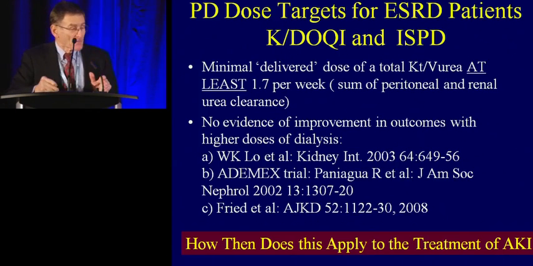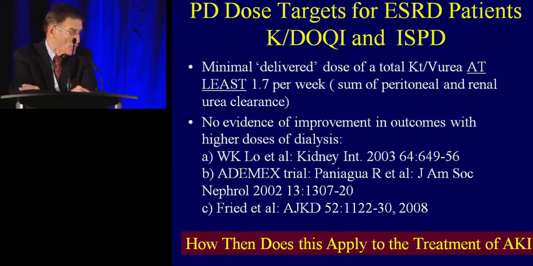So looking at that, we then go back and look at what the doses should be when we're looking at PD. So let's first talk about what are the doses for PD in patients with end-stage renal disease. The minimal delivered dose of Kt/V should be at least 1.7, and this is based on the international guidelines which were established by ISPD and KDOQI. And importantly, there's no evidence for improvement of outcomes with higher doses of dialysis. And we'll talk about this more tomorrow morning.